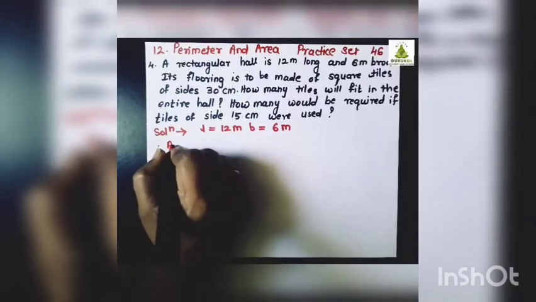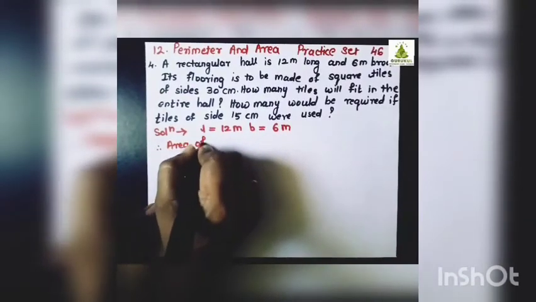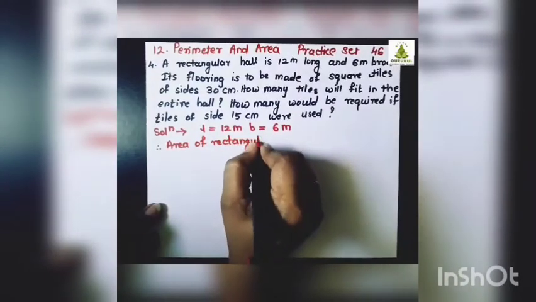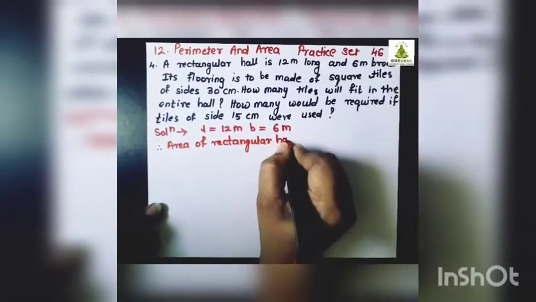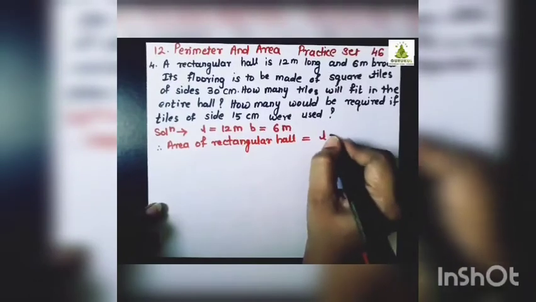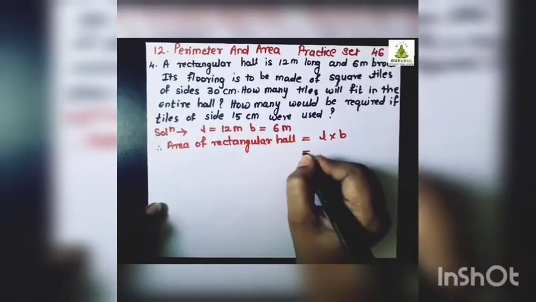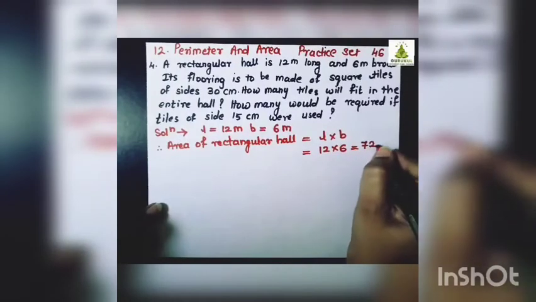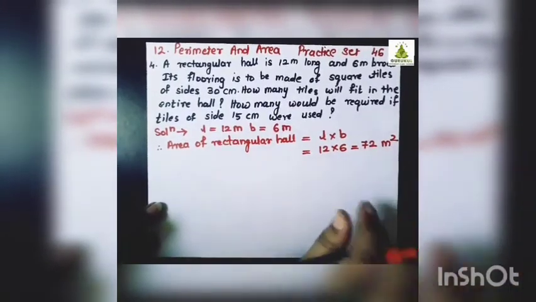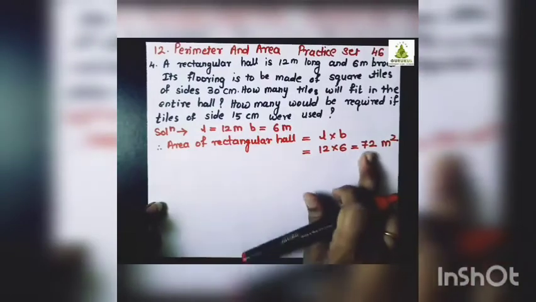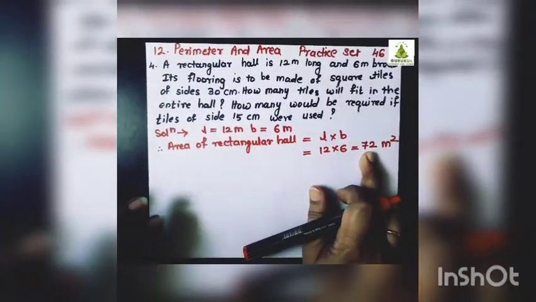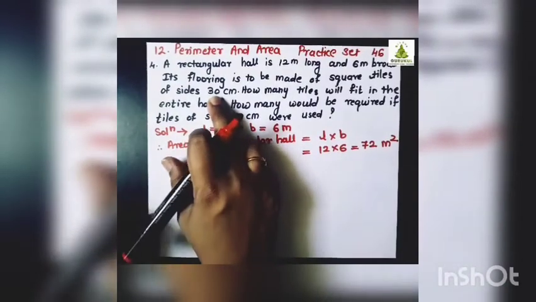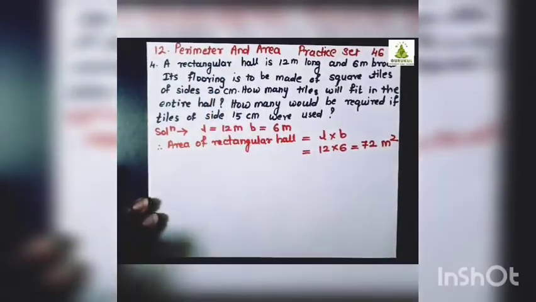Therefore, area of hall is equal to L into B, length into breadth. Length is 12, breadth is 6. So total answer will be 72 meter square. Okay. Now this is given in meter and measurement of tile is given in centimeter. So this 30 centimeters we have to convert in meters.